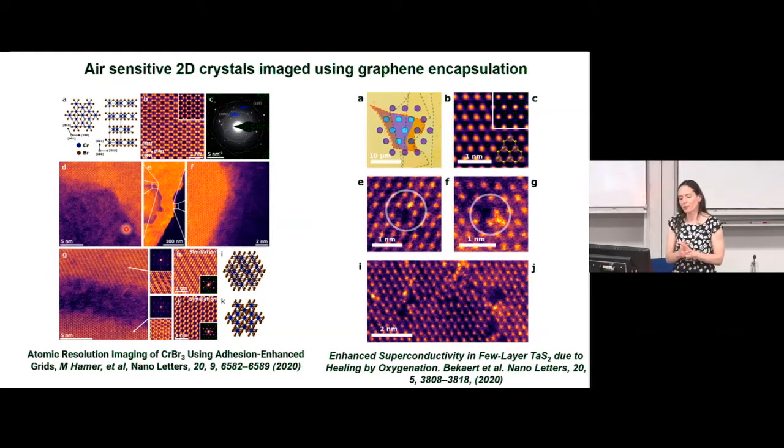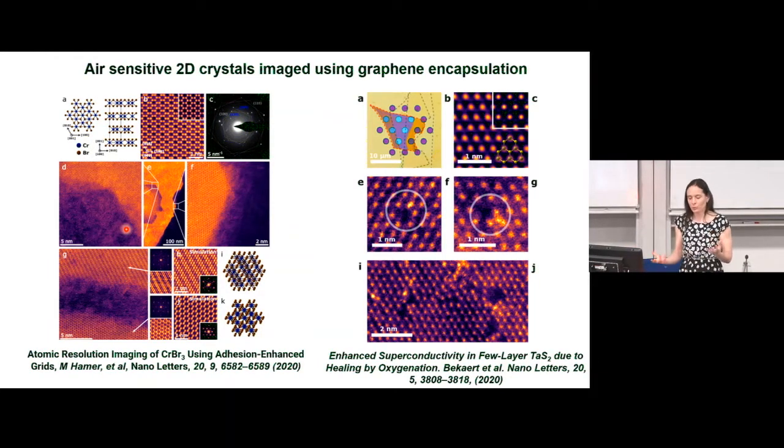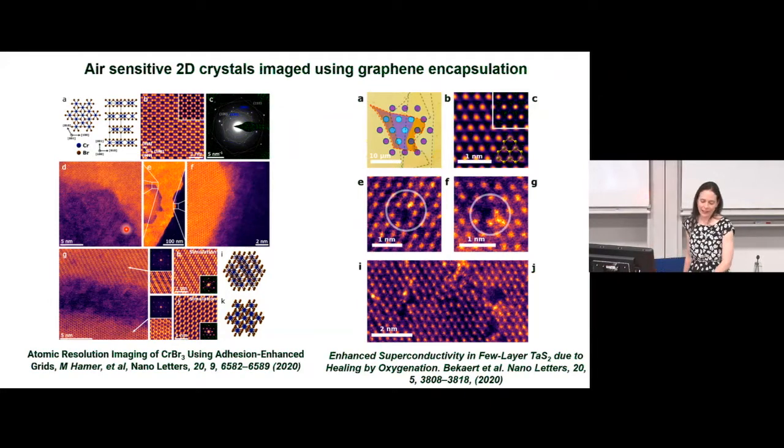And this is some examples here for some air-sensitive crystals, chromium tribromide, and this one was tantalum disulfide, which was oxygen uptake. And strangely, when you add oxygen to tantalum disulfide, normally oxidizing stuff makes it worse. In this case, it improves the superconductivity. However, this isn't liquid. You'd expect solids to stick together.